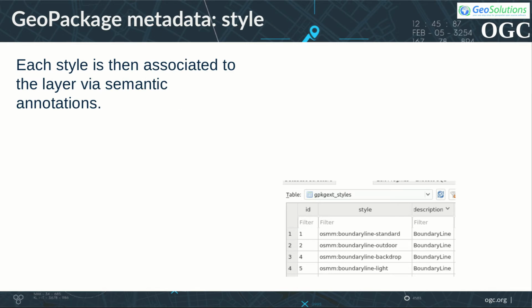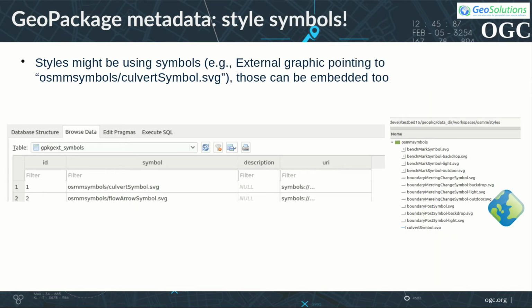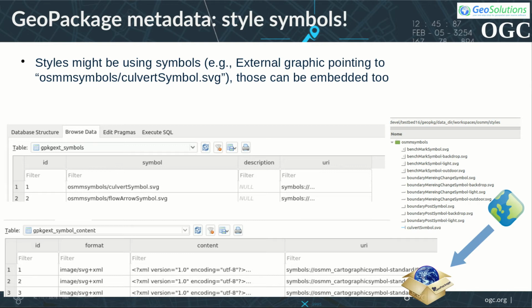Finally, each style is associated with one or more content tables via semantic annotations. In this case, the same semantic annotation is tagging both the style and the content table, generating the association. Map symbols used in the server are also included in the generated GeoPackage. This makes the style in the GeoPackage fully self-contained.